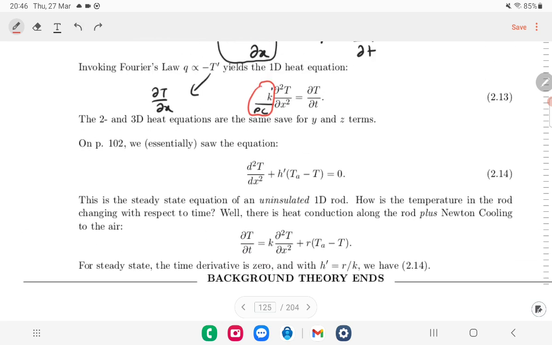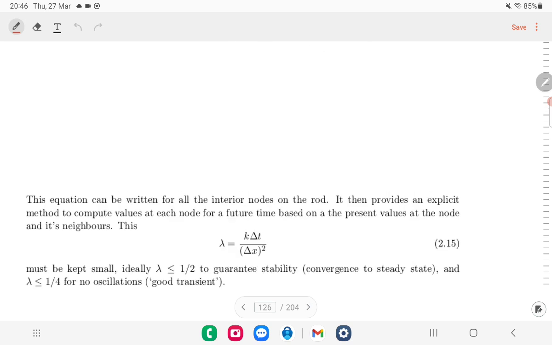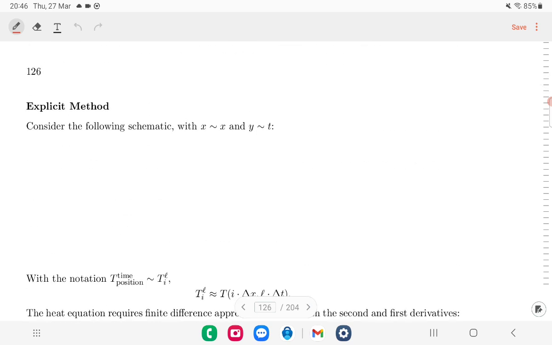Okay, so this is the derivation of the heat equation. I think that's where we'll leave this video.